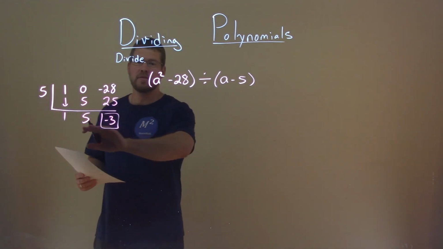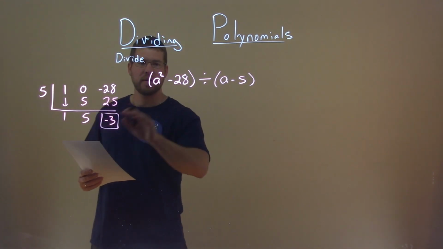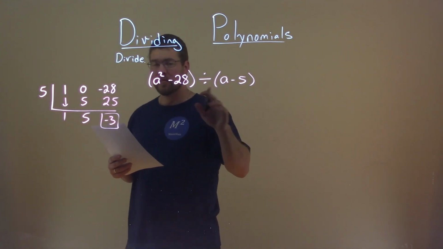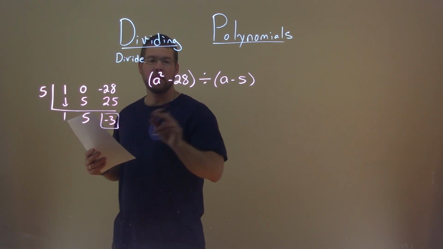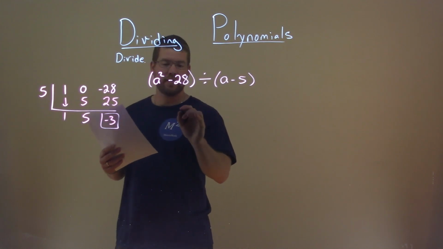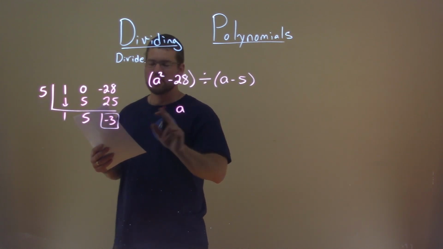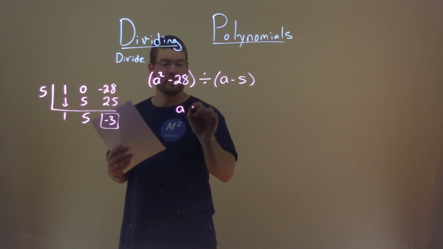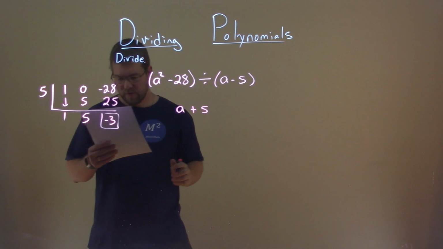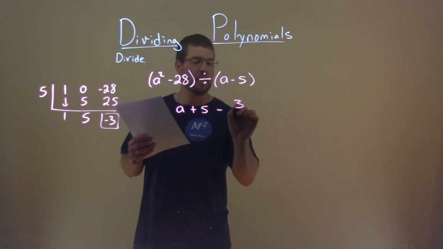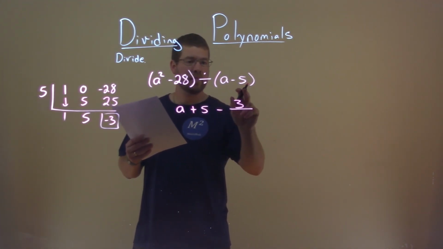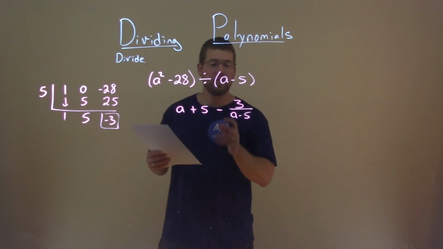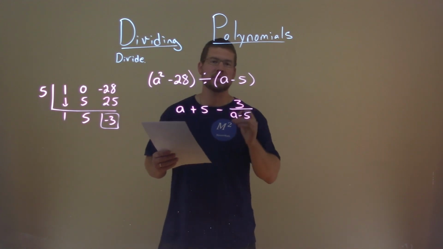So now let's use this and break it back into here, okay? And what do we want to do? Well, a squared divided by a becomes a to the first power, and that's going to be, this 1 is the coefficient of that. So a to the first power is just a, coefficient of 1, don't need to write that. Going down the line, we just have our constants, so we have plus a 5. Then we have a remainder, minus 3. So minus 3 divided by what we were dividing it by, a minus 5, right here. And so there's our final answer, a plus 5 minus 3 over a minus 5.